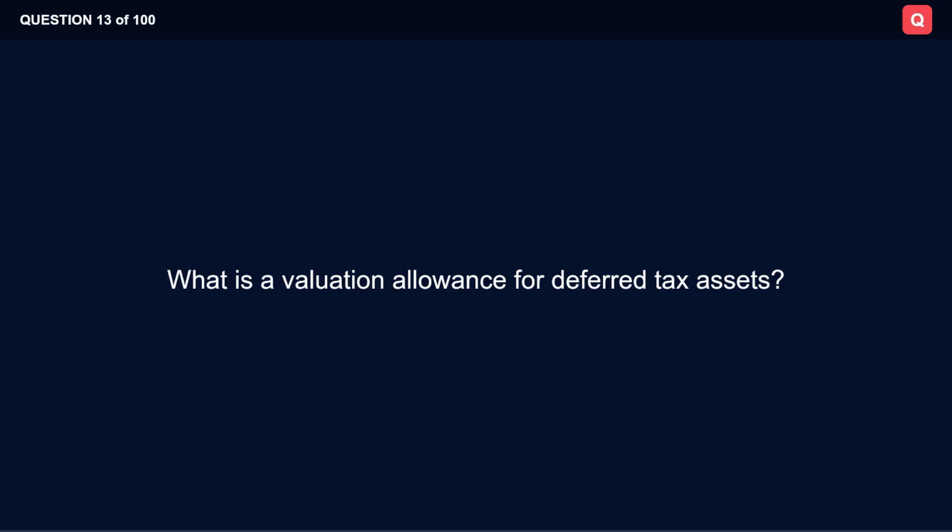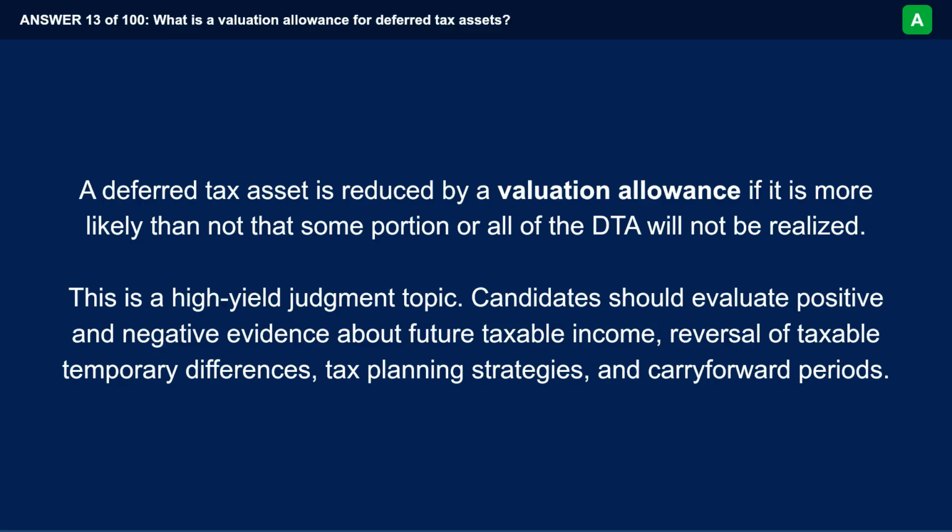What is a valuation allowance for deferred tax assets? A deferred tax asset is reduced by a valuation allowance if it is more likely than not that some portion or all of the DTA will not be realized. This is a high-yield judgment topic. Candidates should evaluate positive and negative evidence about future taxable income, reversal of taxable temporary differences, tax planning strategies, and carry-forward periods.